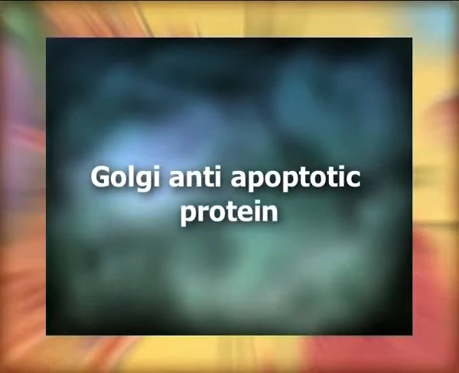The Golgi has a putative role in apoptosis, with several BCL2 family members localized there as well as to the mitochondria. A newly characterized protein, GAAP, that is Golgi anti-apoptotic protein, almost exclusively resides in the Golgi and protects cells from apoptosis.